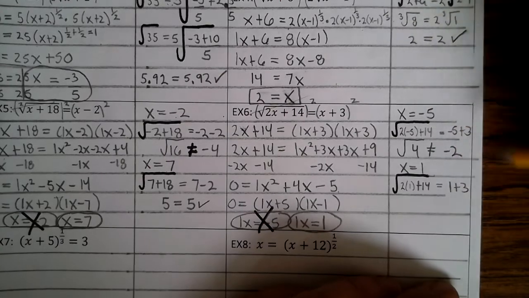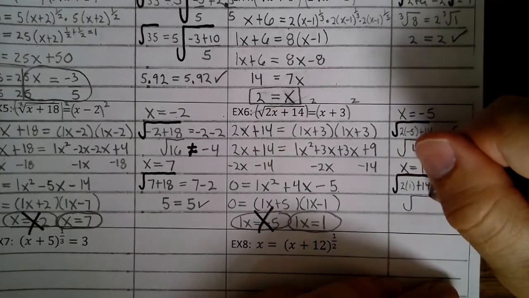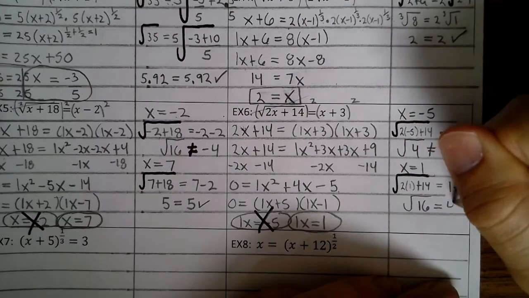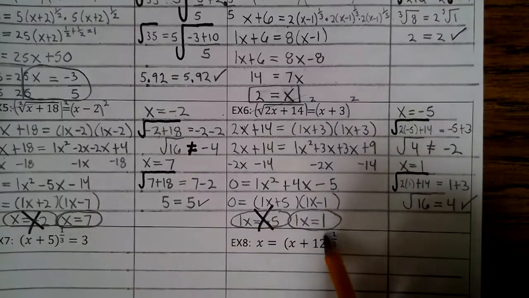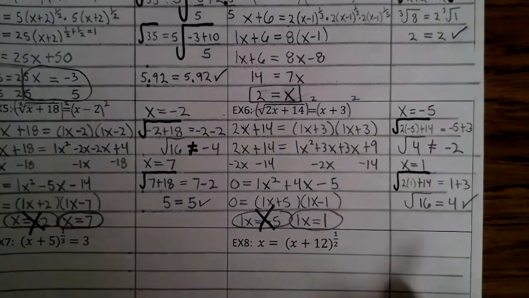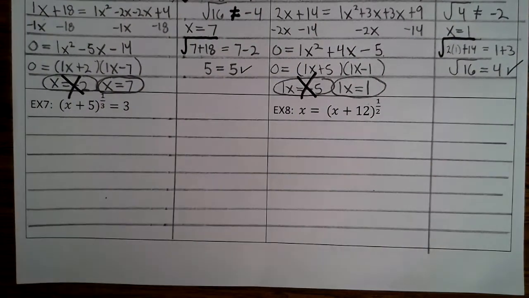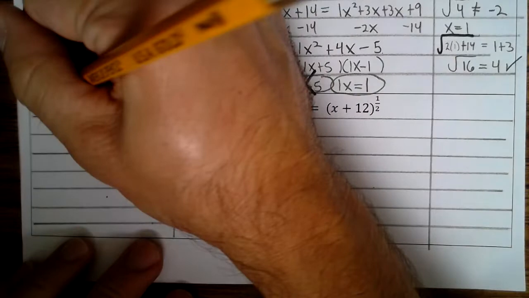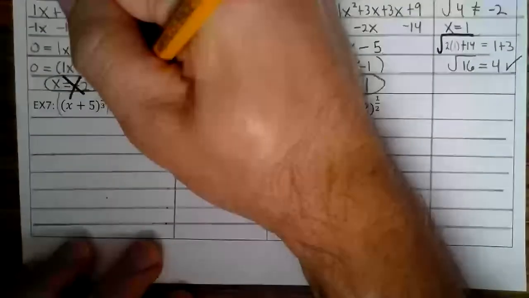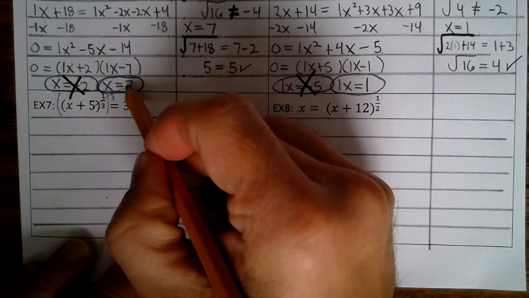All right, example number 7. So here we're going to cube both sides. This becomes power of 1. So you get 1x plus 5 equals 27. Subtract 5 from both sides. X equals 22.